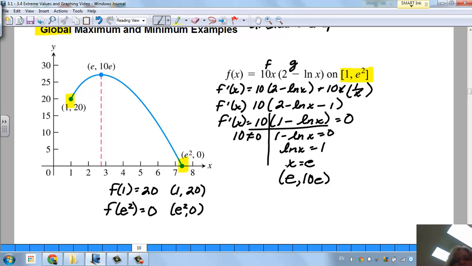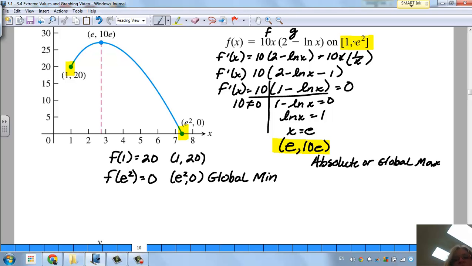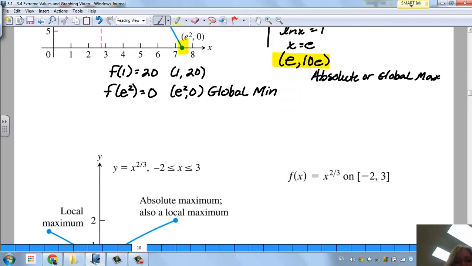So after I find our critical point here, we can check to see if it's bigger or smaller, and this actually comes out to be an absolute, or if you wish, a global max. And this is a local max, but this is our global min because it's the lowest point on our graph. I just wanted to show you how there is a little bit of difference. You have to have the endpoints evaluated to make sure. Okay, so let's look at one more of these.